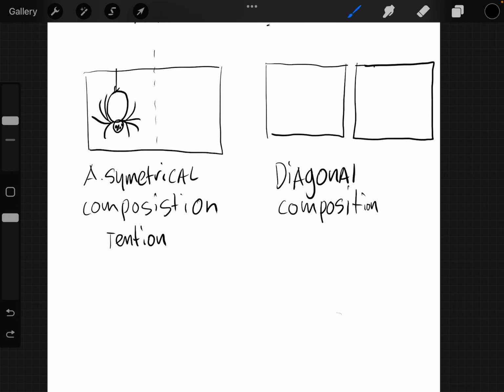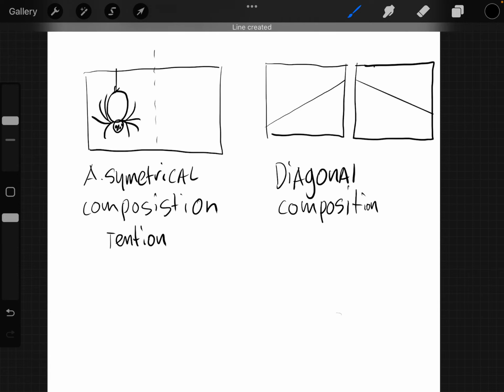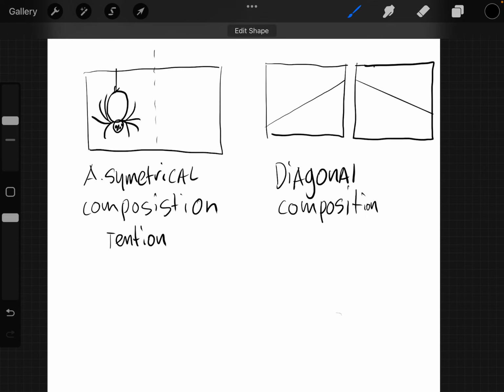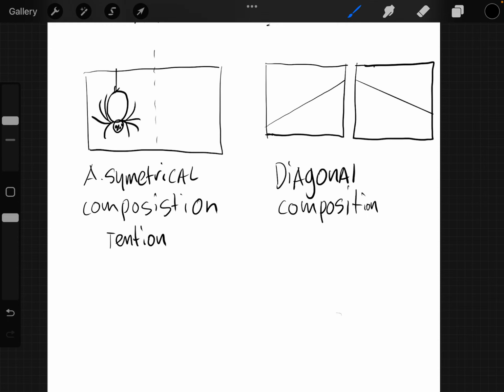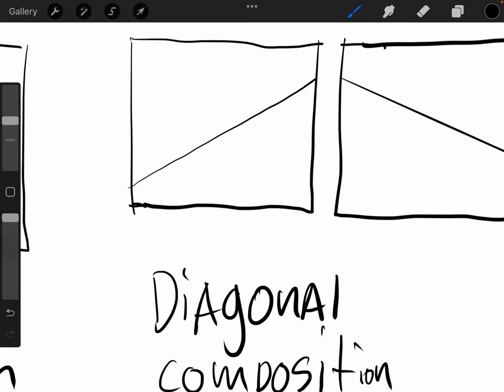So a diagonal composition is a composition that has a strong diagonal line in it. Look, both of these have a strong diagonal line in them, right?